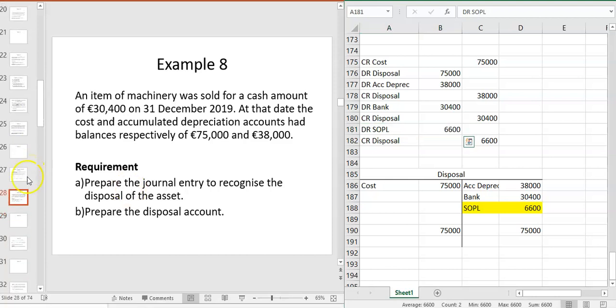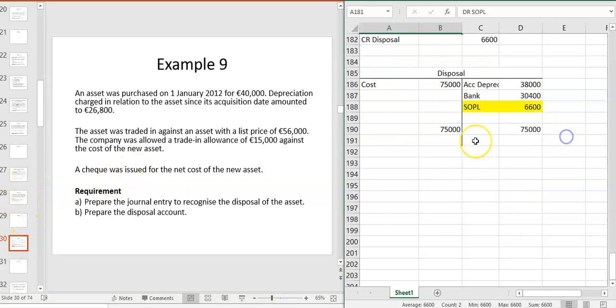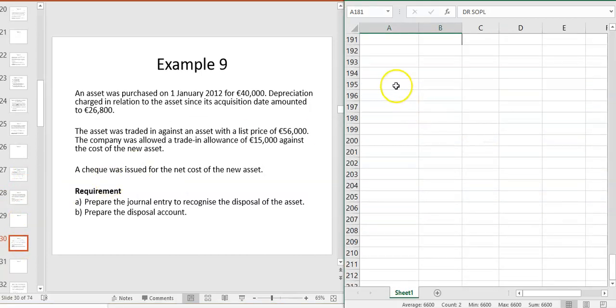Another variation that you can get in your disposal account is what happens if, or disposal scenarios, what happens if it's a trade-in rather than actual a sale for cash. It's a very similar circumstance where you're dealing with a disposal of an asset, but you're not getting cash now, you're getting a trade-in allowance, but it's a similar logic. So read through the example again, try and pause it now and make your own attempt before you walk through the solution with me here.